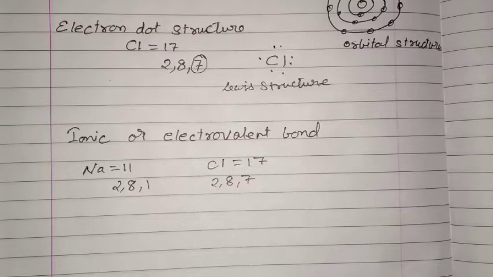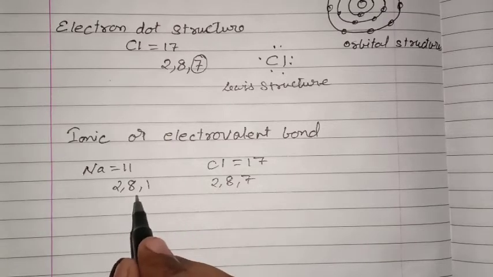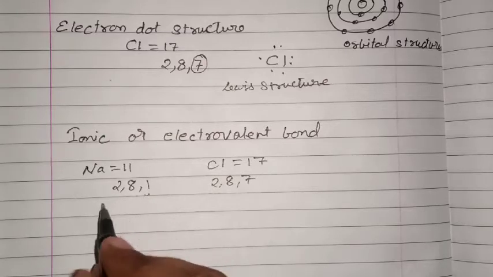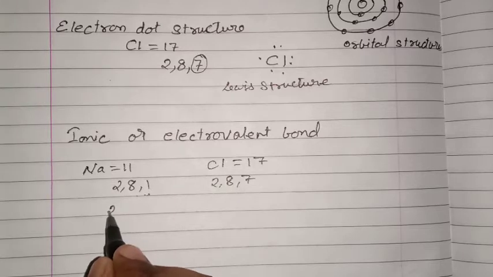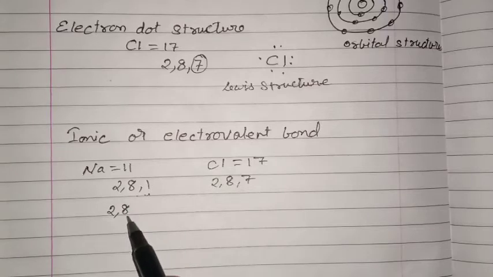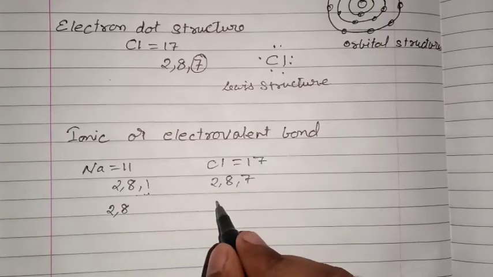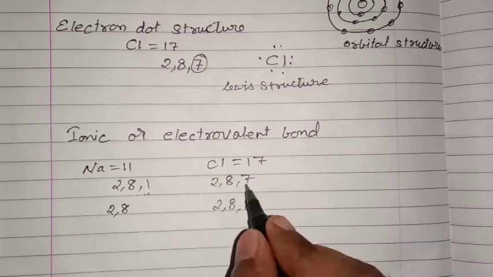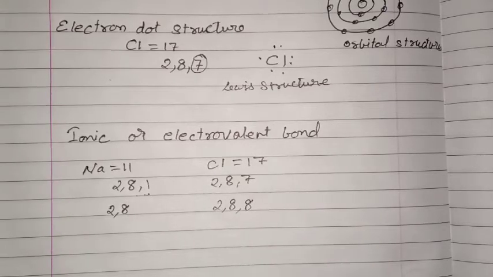So in the case of sodium, what does it do? It is better to lose 1 electron than to gain 7 electrons. So sodium has the tendency to lose 1 electron. After losing an electron, its electronic configuration is 2, 8, which means its outermost shell now has 8 electrons. And what about chlorine? It has 2, 8, 7. After gaining 1 electron, it has 2, 8, 8, which means the outermost shell now has 8 electrons.